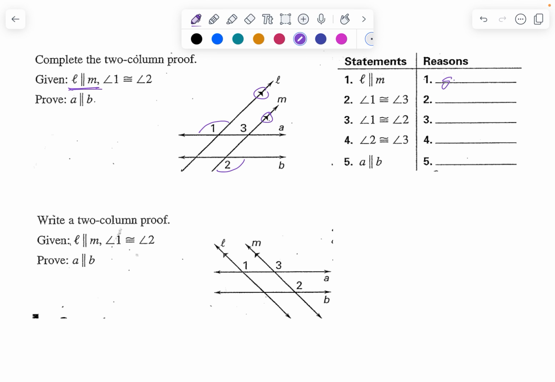Okay, so given, I'm just going to write it down here. I like writing all my given information first, but it's okay. A lot of times proofs like to write it just when it's needed.